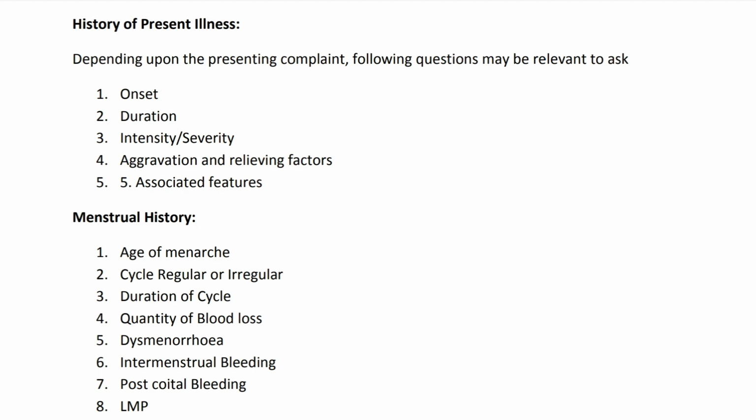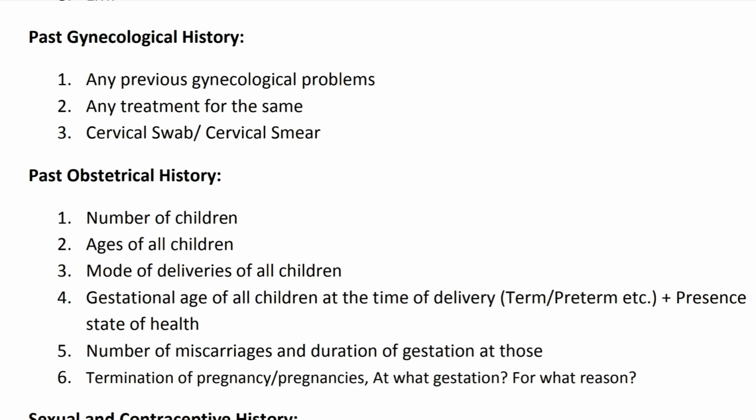Then we have menstrual history. In menstrual history, we'll ask about the age of menarche. It is basically the age at which the menses have started. We will ask about the cycle, whether it is regular or irregular. Number three, ask about the duration of the cycle. Number four, quantity of blood loss. Number five, dysmenorrhea. It is pain during the menses. Number six, any intermenstrual bleeding. Number seven, any postcoital bleeding. And number eight, LMP, which is the last menstrual period.